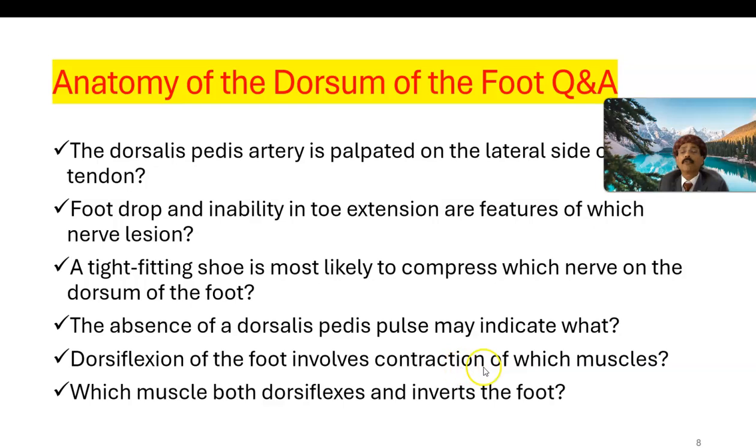Dorsiflexion of the foot involves contraction of which muscle? Dorsiflexion is done by all the long tendons like that of the tibialis anterior, extensor hallucis longus, extensor digitorum longus. So they help in the dorsiflexion. Which muscle both dorsiflexes and inverts the foot? That is the tibialis anterior muscle.